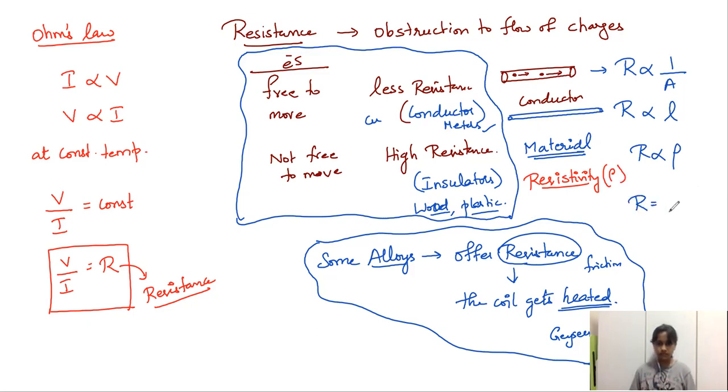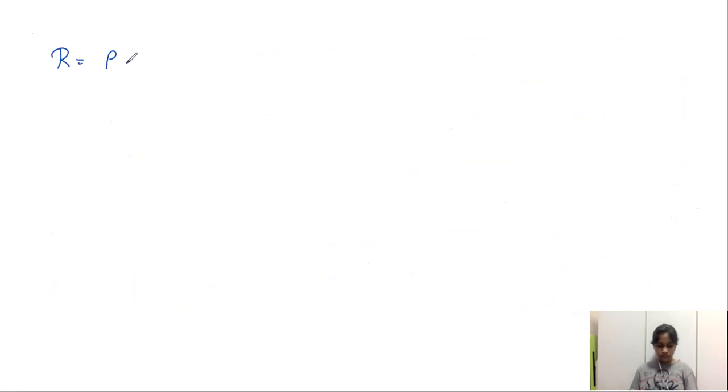So R is equal to rho into L by A is one of the formulas which you will use to find the resistance of a conductor, because on these three ideas, it is dependent. The value of resistance depends upon these three ideas. One is rho, the other one is L, the last one is A. Three things. Resistivity, this is depending upon the material. The material's conduction is insisted by which one? Resistivity.